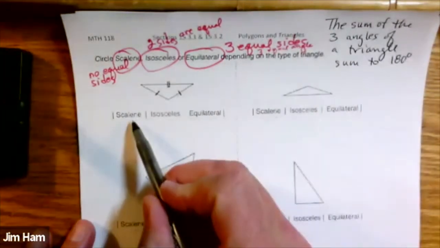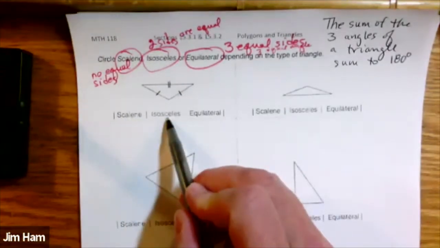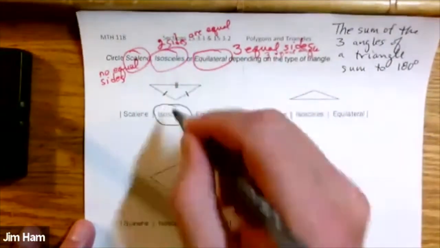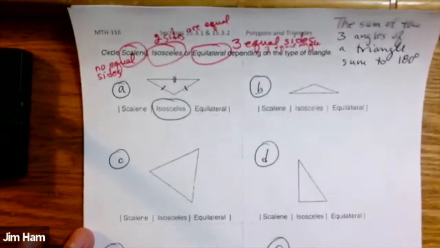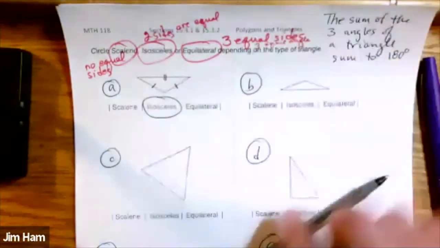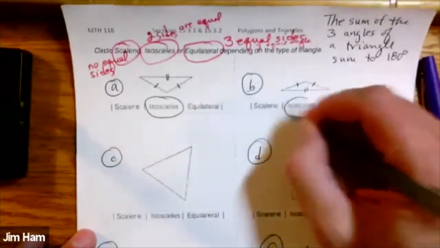Every one of them is either going to have no equal sides, exactly 2 equal sides, or all 3 sides the same. So this one, since it has 2 equal sides, is isosceles. Let me label them here, A, B, C, D, E, F, G, H. What do you think about B? You want to answer? Go ahead and put your answer in the chat. Okay, good. I would say that those 2 sides are equal, and this one is not, isosceles.